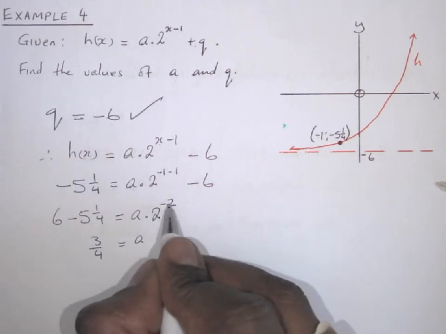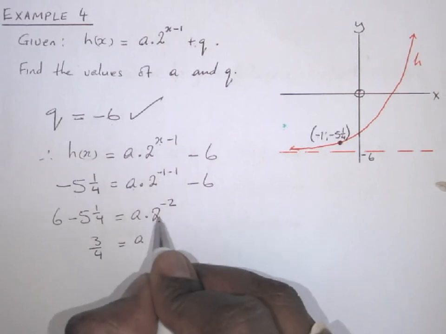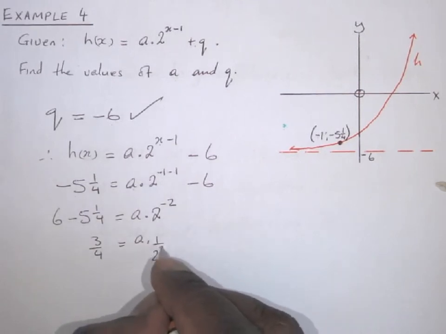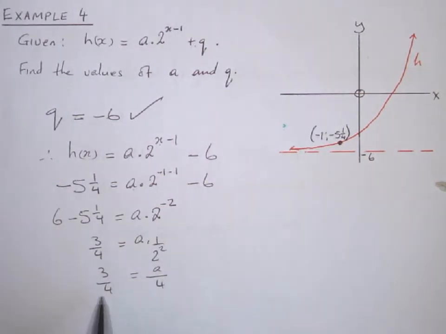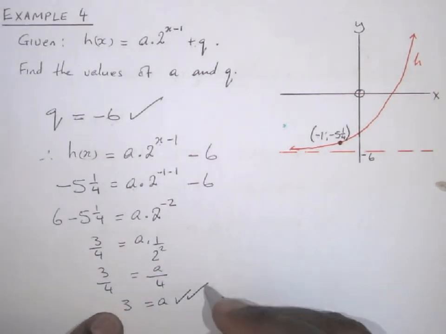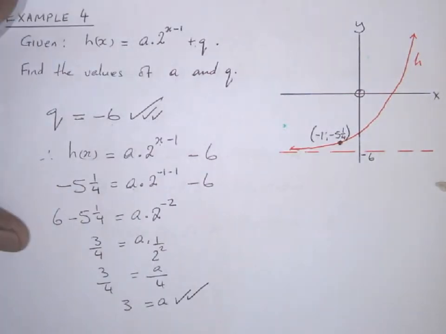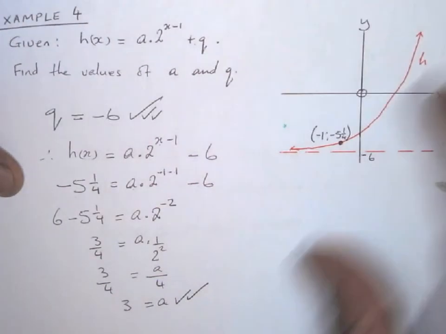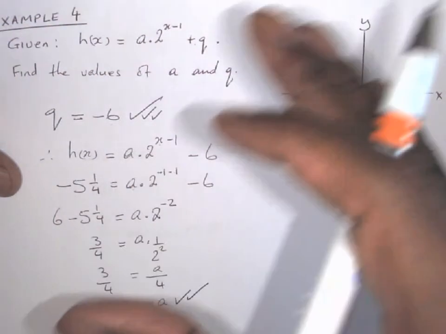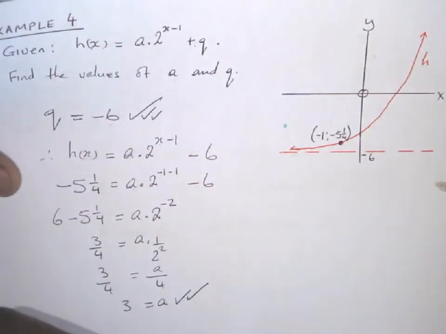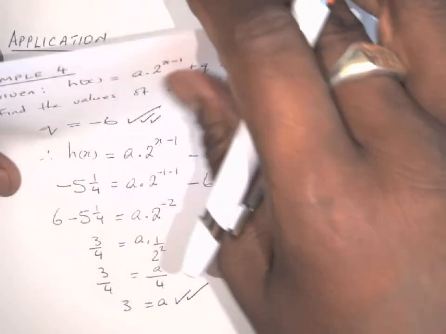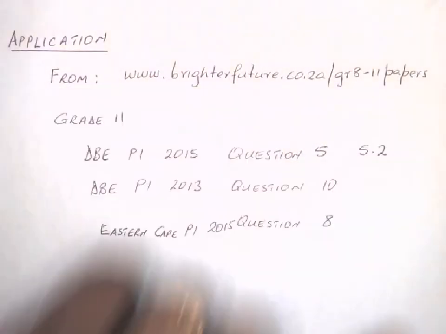Now this 2 exponent minus 2 is the same as 1 over 2 exponent 2. So which means that 3 over 4 is equal to a over 4. Obviously, if the denominators are the same, it means that the numerator a is the same as 3. So a is equal to 3, we've got that, and q is minus 6 as they asked. So you can do some revision. Of course, we said that last time they can mix this with other types of graphs that we've done previously, straight line graphs, parabolas, or hyperbolas, but keep step by step and solve each graph as you go along.